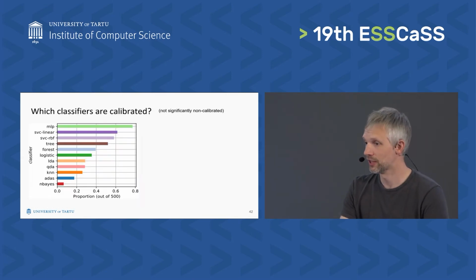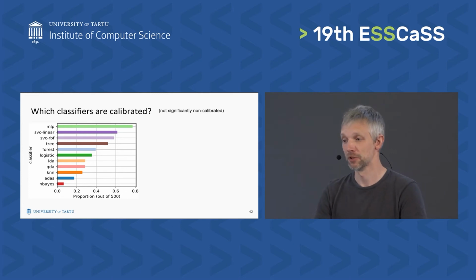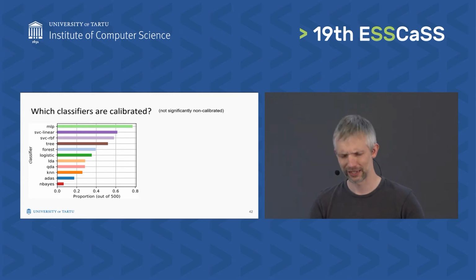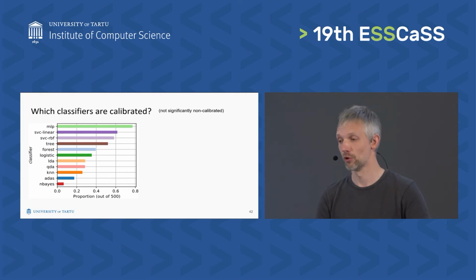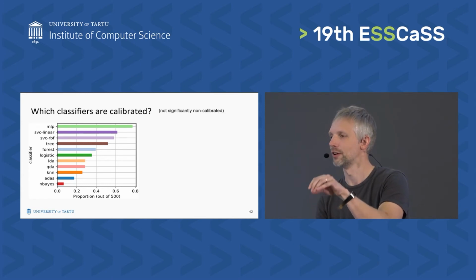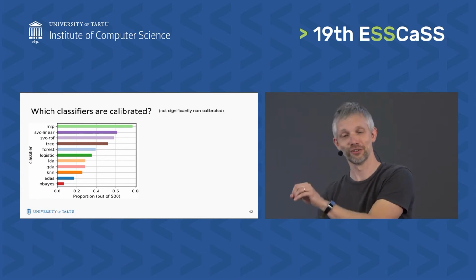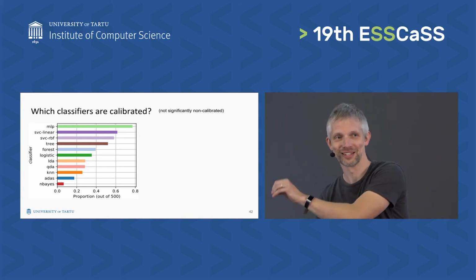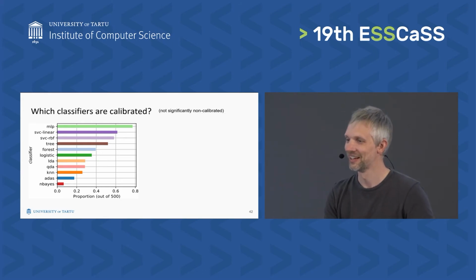Just for fun, we looked at which classical classifiers tend to be more often calibrated. There is a kind of statistical test for calibration, so these proportions here are actually how often the model is not significantly non-calibrated, because that's how we can do the statistical test.